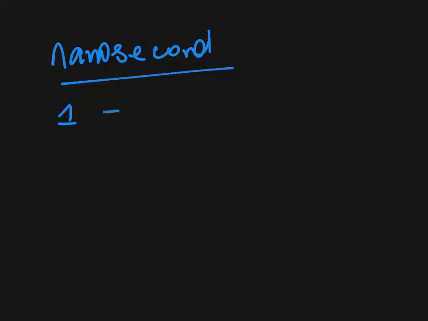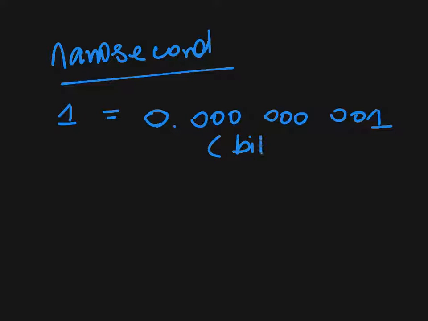Okay, so now let's just have a quick, we'll draw up a bit of a table and we'll go through units of time, particularly for those little numbers. So a nanosecond. If we had one nanosecond equals 0.000000001. Okay, so this is to the billionth.